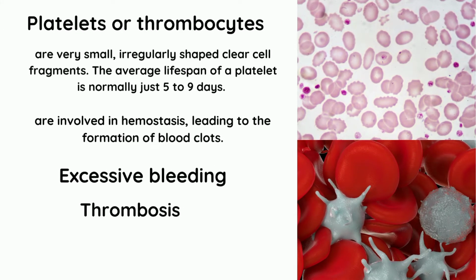What about your blood platelet? Your blood platelet is an irregularly shaped, clear cell fragment. It has an average lifespan of 5 to 9 days. What it normally does is help to protect your body from excessive bleeding whenever you get injured. That is, it helps to clot your blood. Not having enough blood platelets will lead to excessive bleeding. That is, your wound will not be able to close easily.